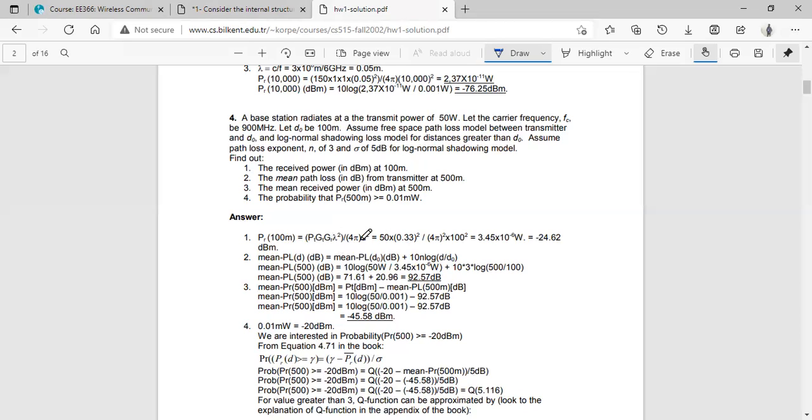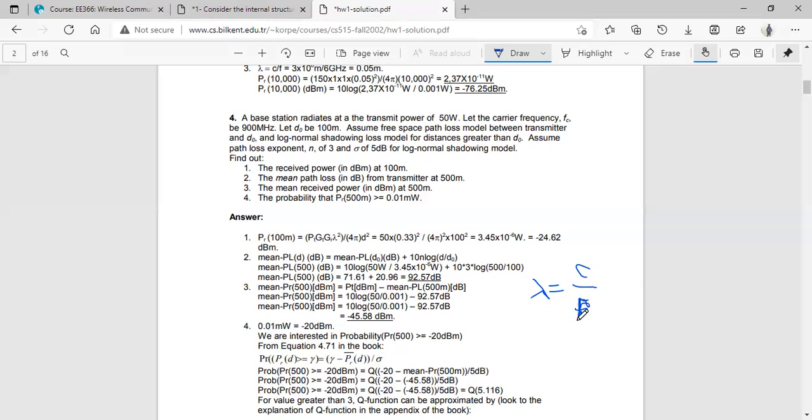So in this particular case, since the gains of the transmitter and the receiver are not given, we'll assume GT and GR to be equivalent to 1, right? So since our transmitter power is 50 watts, we have 50 times lambda squared over 4 pi d squared. The lambda value can be found from lambda equal to the speed of light divided by frequency, isn't it?